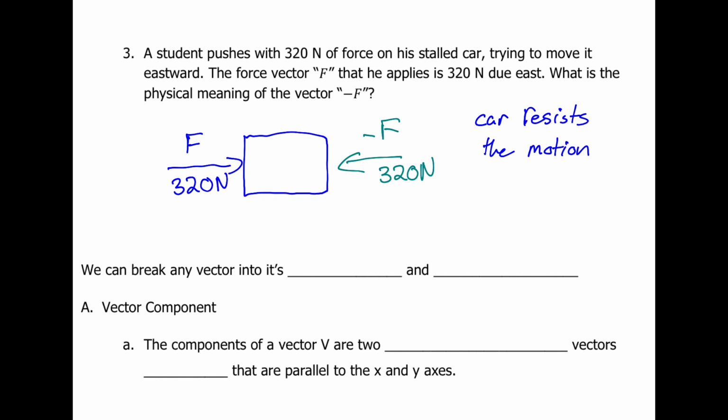The car resists the motion. You push on a car lightly, it's not going to do anything. Basically, it has the effect of pushing back. This is one of Newton's laws of motion. We'll get into what that means physically, all in a much later chapter. But this is just reminding us that this force vector and its negative are exactly the same size and in exactly an opposite direction.